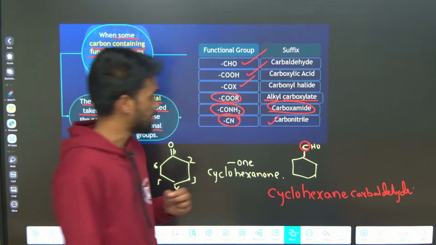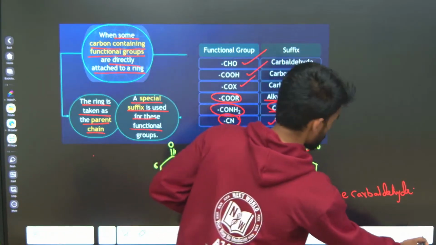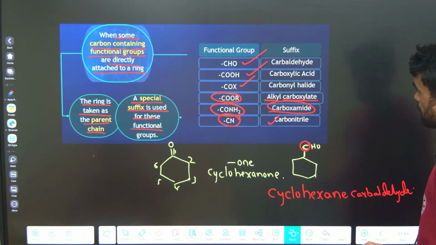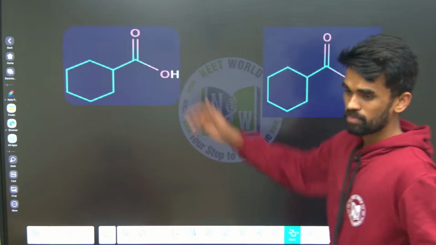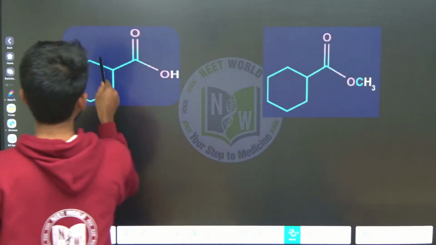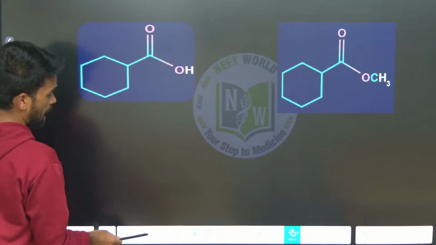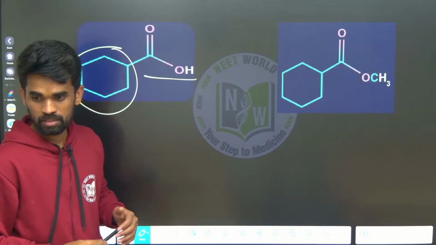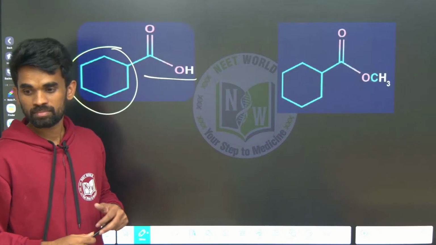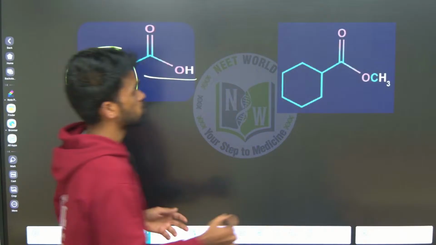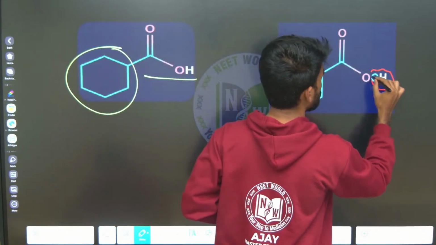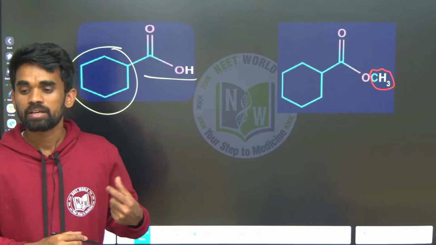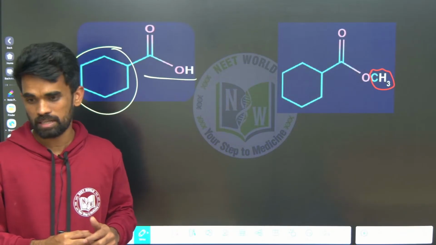Right, next. Let us move forward. Now answer this one. Cyclohexane carboxylic acid. Now what about that? Methyl cyclohexane carboxylate. So first write the name of this methyl group: methyl cyclohexane carboxylate.